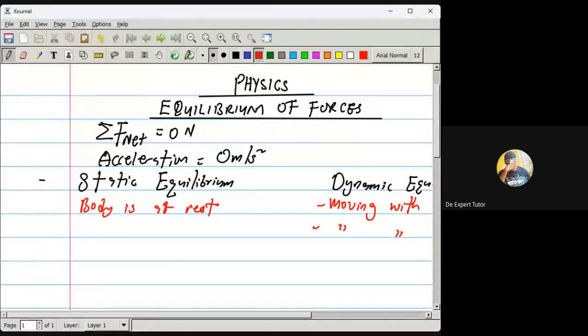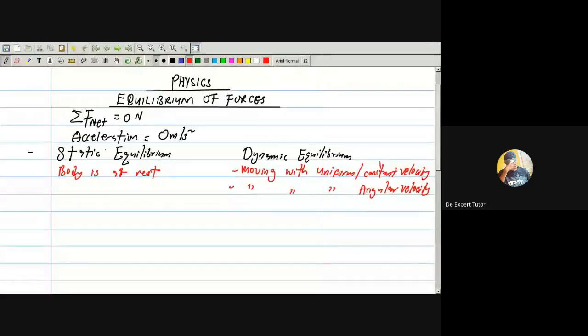Please take note of all those facts. Very, very important. Let me re-explain again for you to get it well. Static equilibrium, the body is at rest, it is not moving. Dynamic equilibrium, it is moving. So it's either moving with constant velocity or uniform velocity.